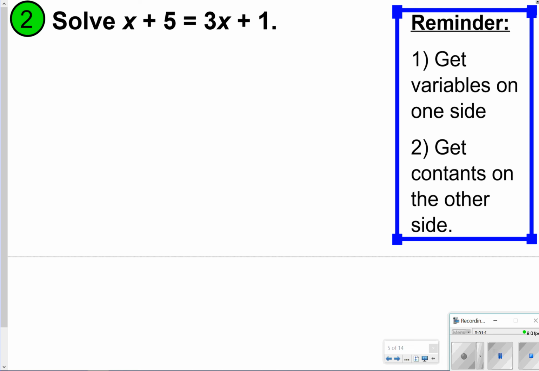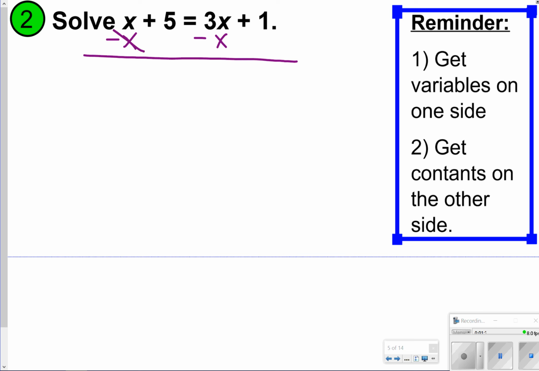Okay, so this next one you're going to work out with me on your paper, so just follow along as we go. Your reminder is to get variables on one side and then get the constants on the other side. So what we're going to be doing here is taking x's and moving it to the left or to the right, and then the 5 and the 1 and putting it on the left or right. What I'm going to do is take my 1x and move it over to the right, because it's easier to do 3 minus x versus x minus 3, or 3x minus x versus x minus 3x.